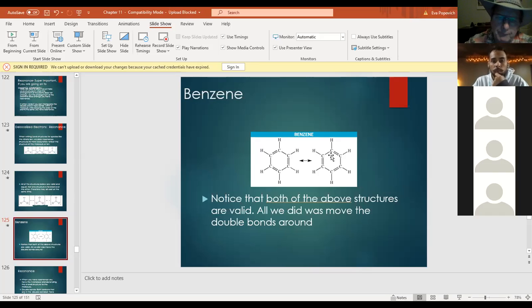Another interesting thing, benzene is all in one plane. Benzene is a flat molecule, which is very conducive to adding intermolecular strength that I'll talk about next week. But it's all in one plane because each one of these carbons is trigonal planar.